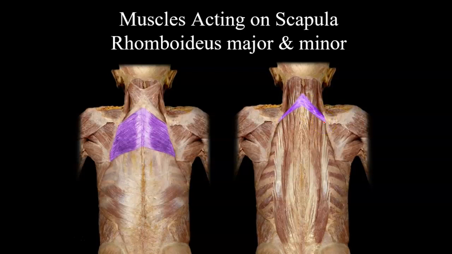One of the things to not get confused by: rhomboid major and minor. There's a few different major and minor muscles we're going to look at. The major and the minor deals with the size of the muscle, not which one's above or below it. You'll see rhomboid major is much larger, and it's below rhomboid minor, which is much, much smaller, but it's above it.